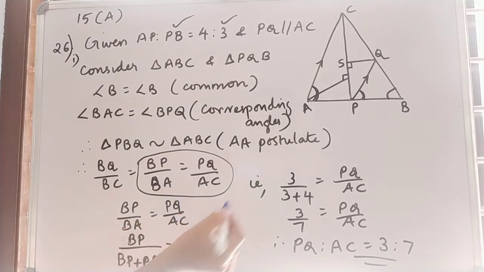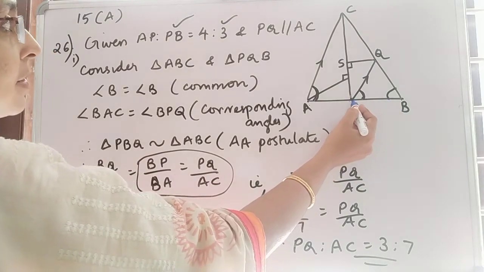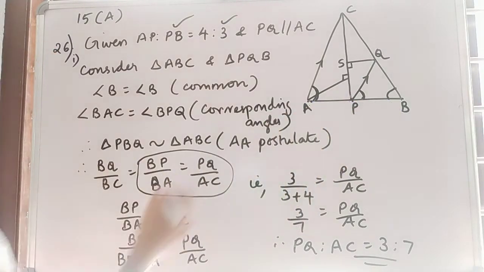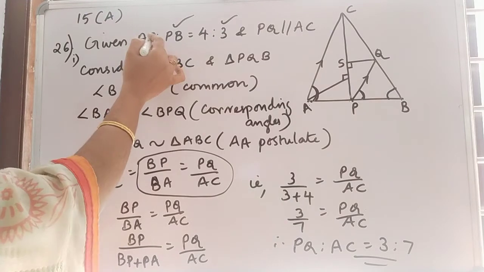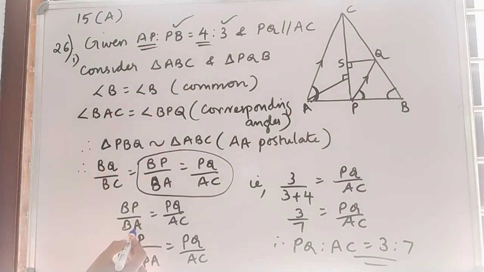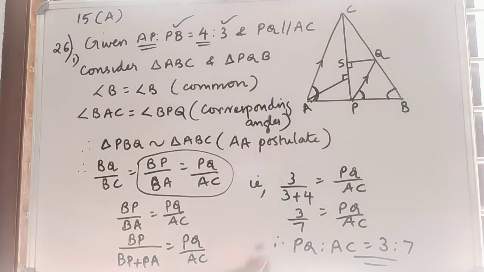Look at BA. BA is equal to BP plus AP. So BA can be written as BP plus PA. We know BP is 3 and AP is 4. So BP divided by BP plus PA can be written as 3 divided by 3 plus 4 is equal to PQ by AC. So 3 divided by 7 is equal to PQ by AC. So PQ is to AC is equal to 3 is to 7. That is the first part.